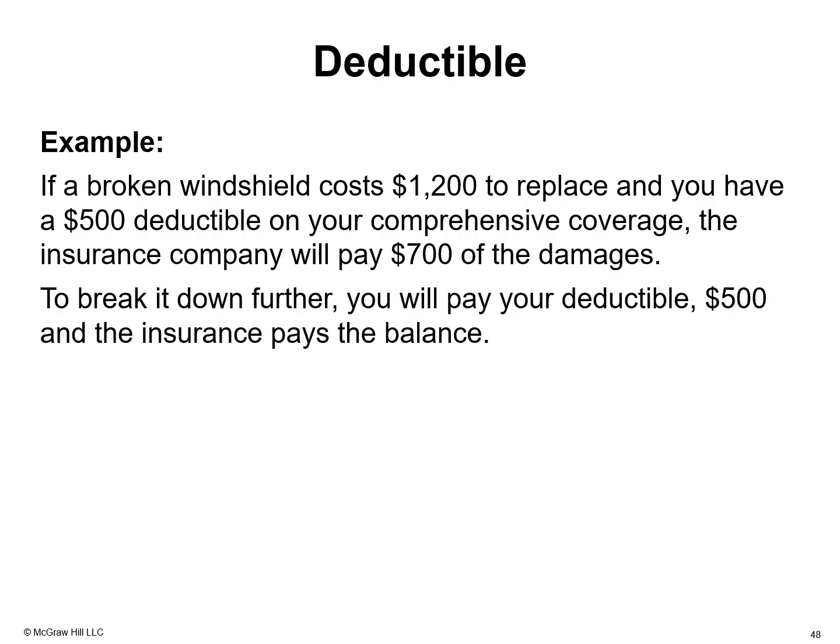So, example: a broken windshield costs $1,200 to replace, and you have a $500 deductible. So the insurance company will pay $700. You pay $500, company pays $700, windshield's fixed. I will tell you that that's kind of an outdated example because most insurance companies now offer free windshield, and I've got free in air quotes.